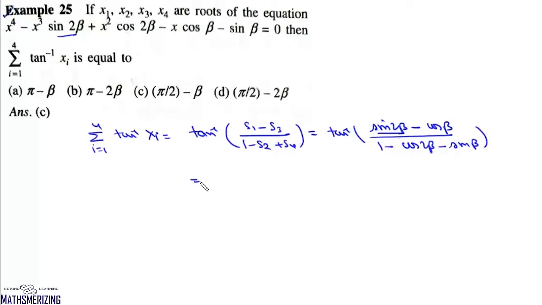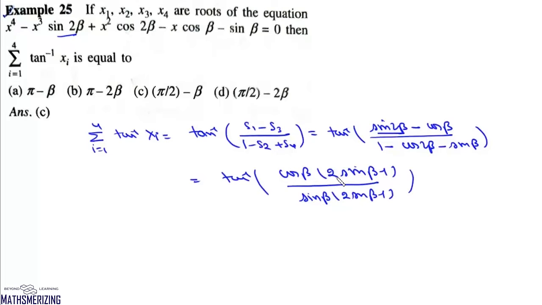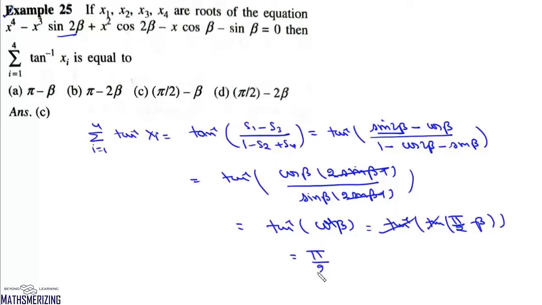Now we can write sine 2 beta as 2 sine beta cos beta. So it will be tan inverse, and we'll take cos beta common. So it will be 2 sine beta minus 1, and here 1 minus cos 2 beta will be 2 sine square beta, and here also we'll take sine beta common. So it will be 2 sine beta minus 1, which will cancel. So we'll get tan inverse of cot beta, and we can write cot beta as tan of pi by 2 minus beta. Now tan inverse and tan will cancel. So this value is pi by 2 minus beta, and that's your option C.